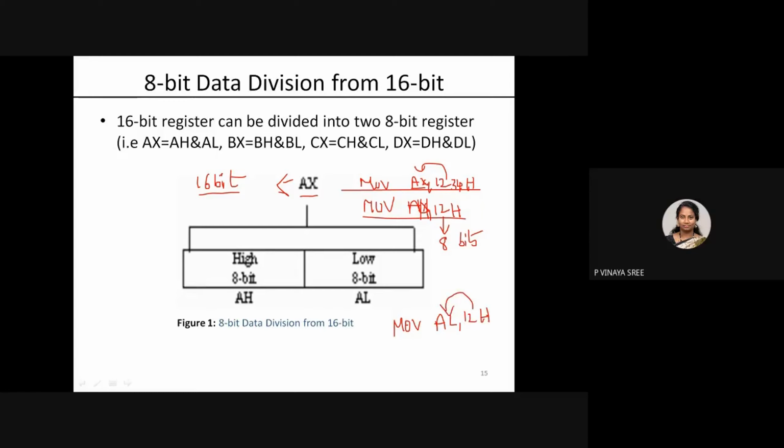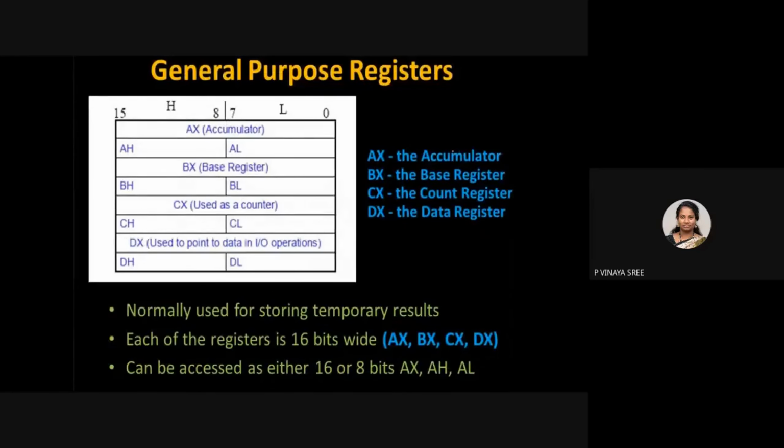So you should know that AX is a 16-bit register, AH and AL are two 8-bit registers. We can access them separately. If you want to move this 12 to AL, then we can give 12 and specify whether you want to move this to lower order or higher order. This is especially for general purpose registers. AX is called an accumulator, BX is your base register, CX is the count register, and DX is a data register. These are all used for storing temporary results.